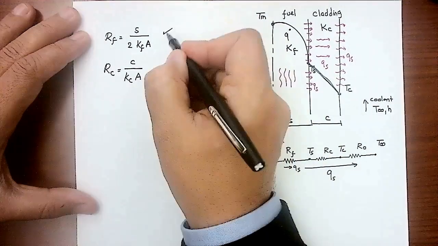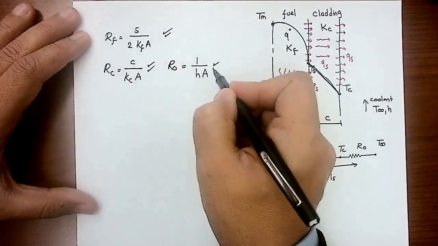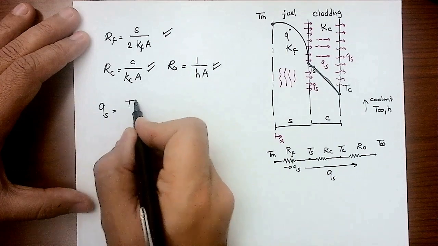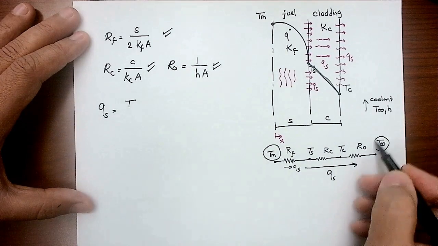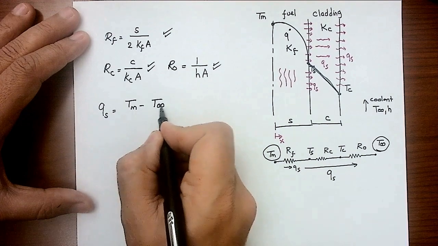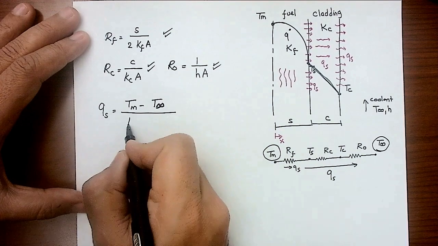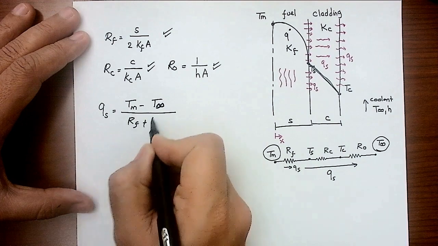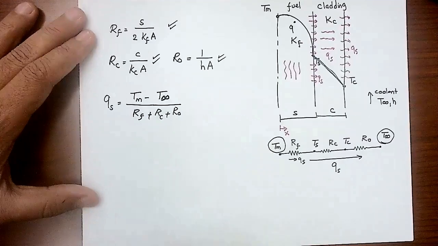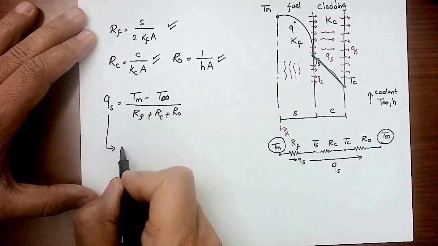Now, I can calculate 3 different resistances. Then I go back. Oh, how do you want to calculate QS? QS is equal to, again, assume these are the only 2 temperatures that you have, T max minus T infinity, divided by the equivalent resistance. They are all in series, so it's going to be R fuel plus R cladding plus R coolant. Then I can use this same quantity of Q.